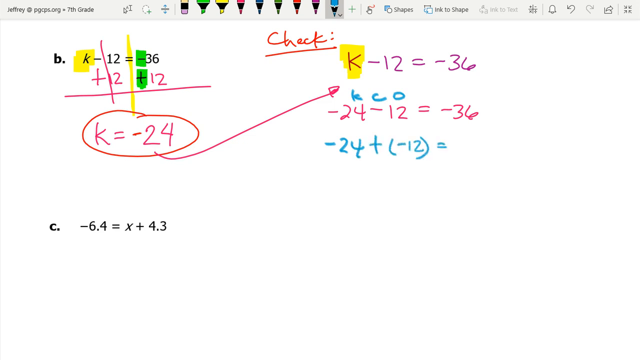So what is negative 24 plus negative 12? If you simplify this expression, would that equal negative 36? And your answer is yes, you were adding the same sign. So we add the magnitude and copy the sign used. So negative 36 is equal to negative 36. So our answer is correct.